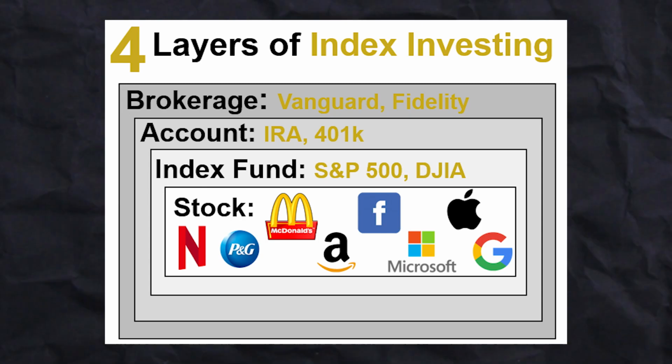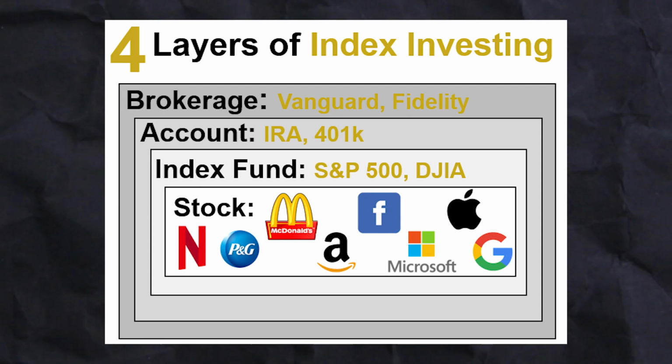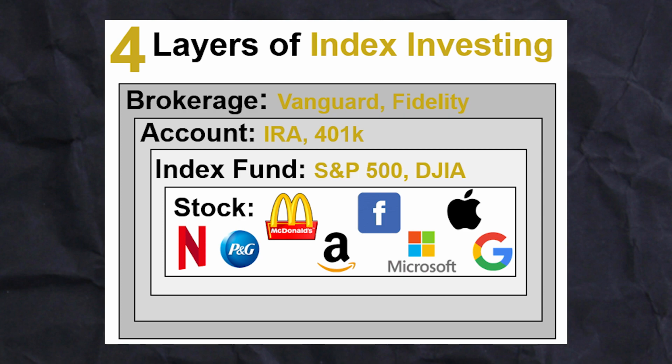So before we break this down, I need to explain, as part of the investing equation, which piece of the equation we're actually focused on today. As you'll see on the screen, four layers of index investing. And really what that means is four layers of investment product investing. I'll get to that in a second.